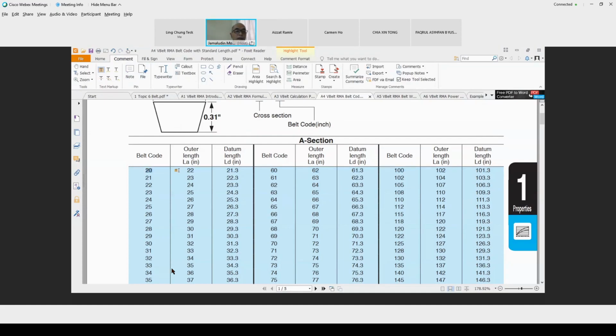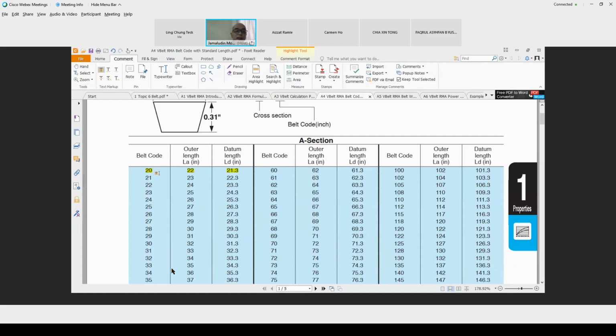A20. The possible belt length is going to be the A20. That means the length is going to be 22 inch. Meaning that we have the pulley with the pitch diameter 22 inch, we can use this one.